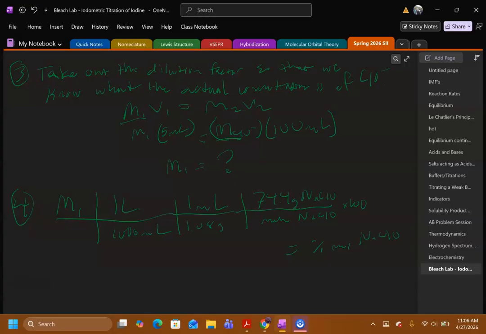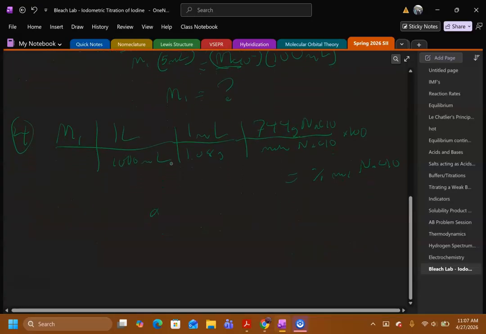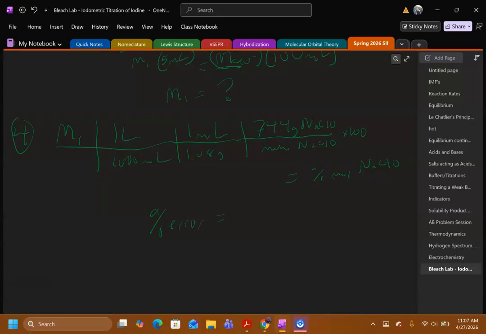And the sodium is a spectator ion again, so it's not necessary, but it is important for the molar mass of this calculation. And then finally, you're going to figure out the percent error of this, and I will let you know what the actual percent mass is in the bleach solution at the end of lab tomorrow.